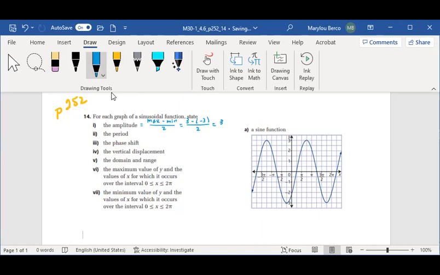The period, okay. So to determine the period, I like to draw the midline. And the midline is max plus min divided by 2, which would be 3 plus a negative 3 divided by 2, which would be 0. So here is our midline.